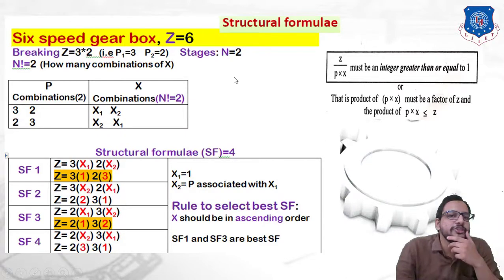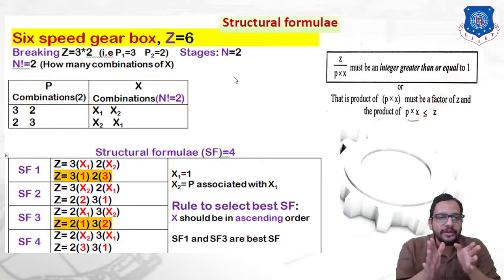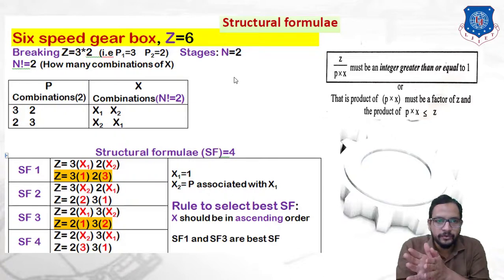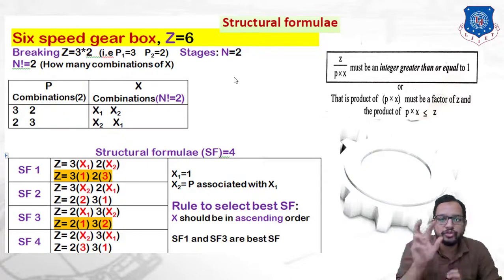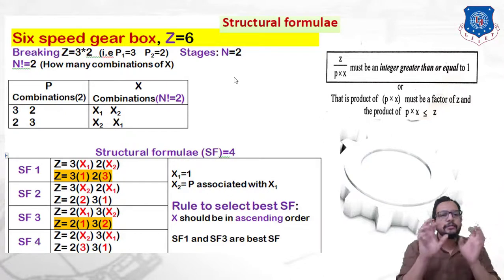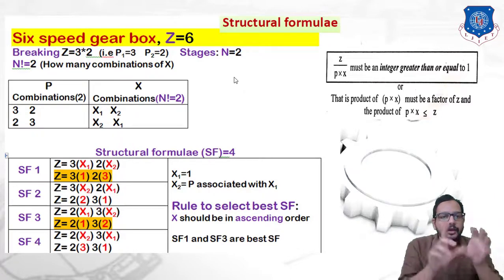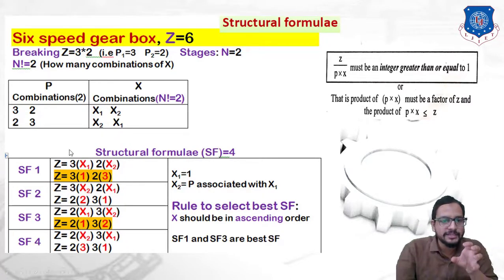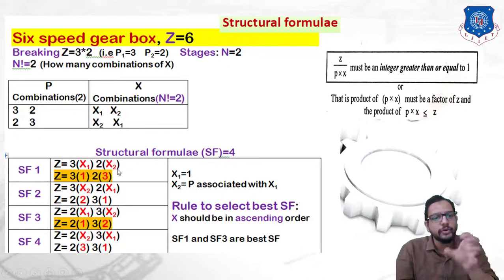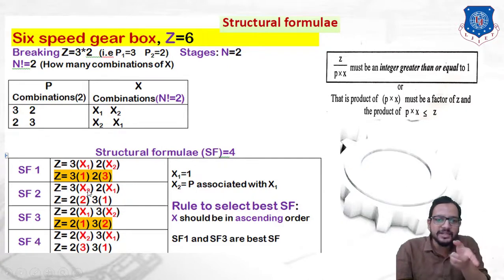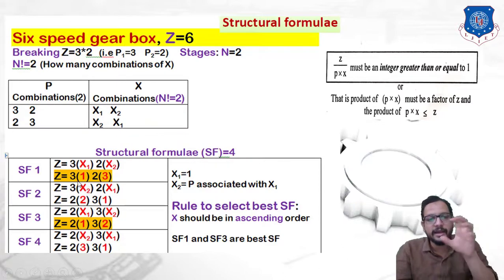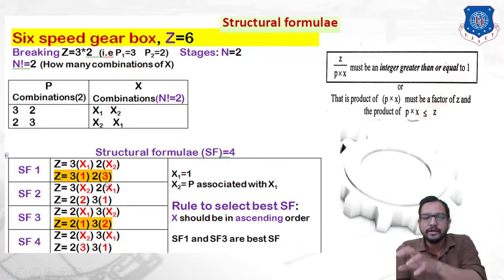Okay, now combinations. So possible combinations would be, for one case I can write 3 into 2. Now with 3 into 2 I can use two combinations of x. That is, I am going to take 3 in a bracket x1. You can see the first case: 3 in a bracket x1 into 2 in a bracket x2. Similarly, by using this 3 into 2 combination, can I interchange the value of x? That is going to become a second structural formula. So the second combination would be 3 in a bracket x2 into 2 in a bracket x1.